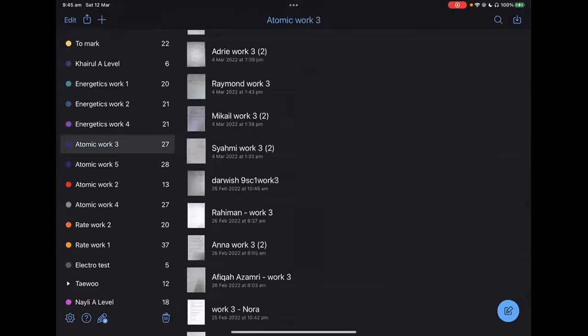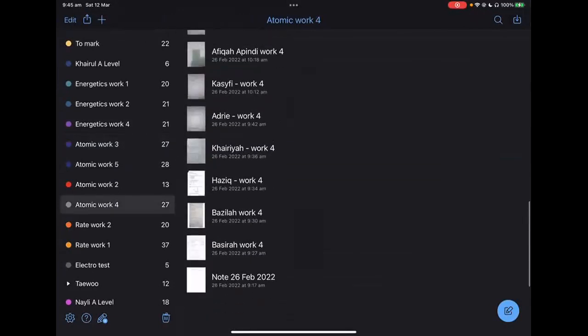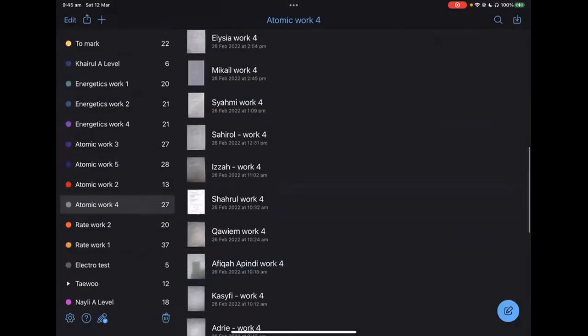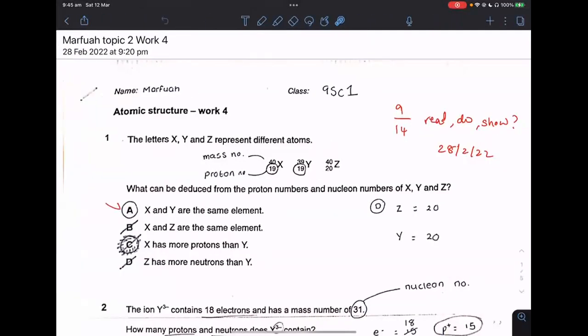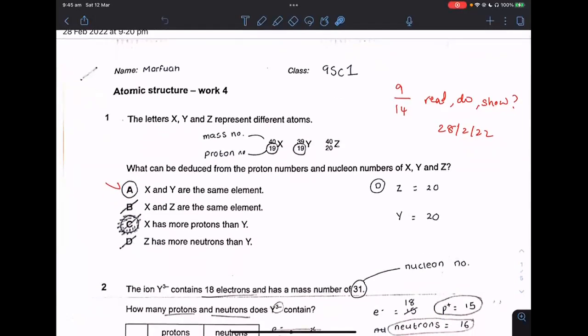And I think in work 4, what is in work 4? What do I have in work 4? Who do I have? Nope, there's Apika Pindi. This one I'm looking at, don't know, let's look at Marfua's one. So this is work 4, multiple choice, quite badly done, yeah? A few people actually scored quite badly for this from your class as well as from the other class. Is there anything at all you want me to go through in this work 4?